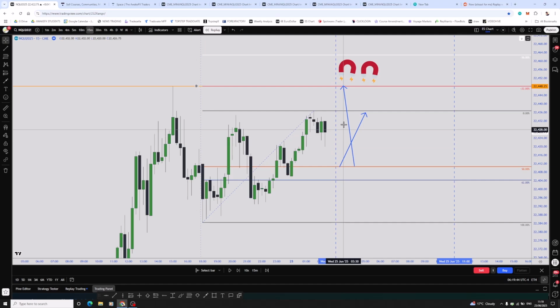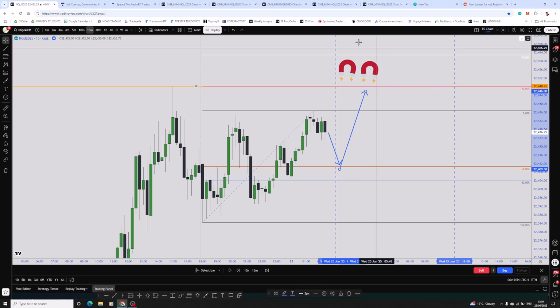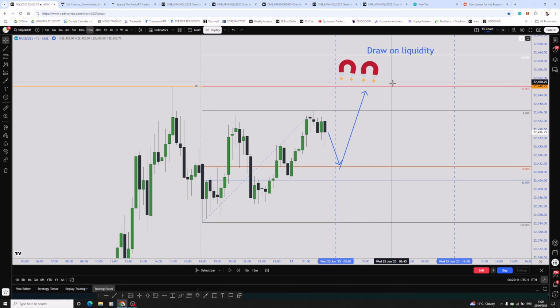Right here. So I was hunting price to potentially move lower into a nice location that I could potentially take a long trade and then target this magnet, or what we call draw on liquidity. You may hear that mentioned a lot in various trading groups, the draw on liquidity. What is the draw? What is the location where price wants to draw towards? So we move forward. What happened here?